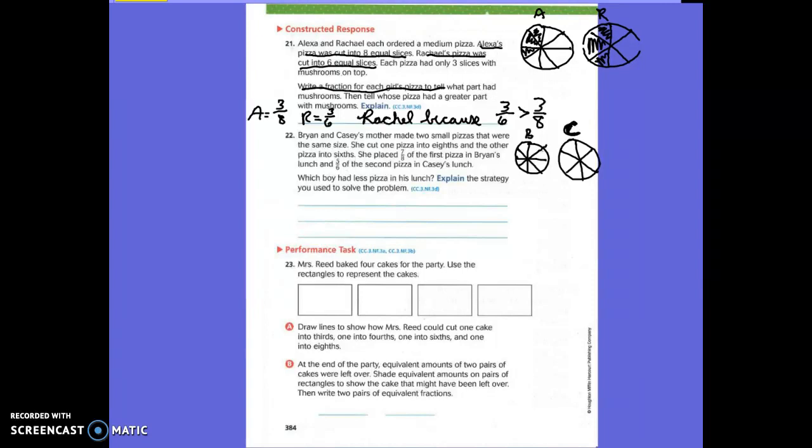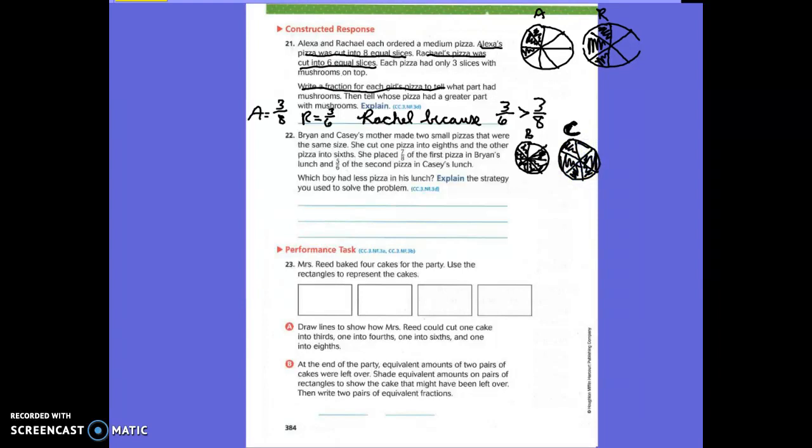Now, it says she placed 7/8 of the first pizza in Brian's lunch. So what does that tell me I need to do? Cooper? Yeah, shade 7 on that first pizza. Then what's next? Says she put 5/6 of Casey's on there. So what would I do, Savannah? Shade 5 out of the 6 pieces on the next one.